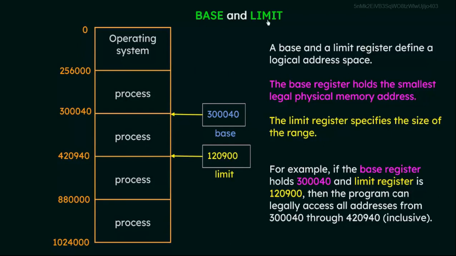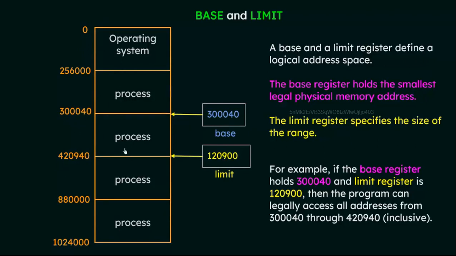This is how, using base and limit, we are able to specify the legal address spaces of particular processes. So a particular process will be able to access and operate only within its legal address space. If this particular process tries to access memory location 0, it will not be able to access it. Why? Because the legal address space for this process is only from this address up to this address.